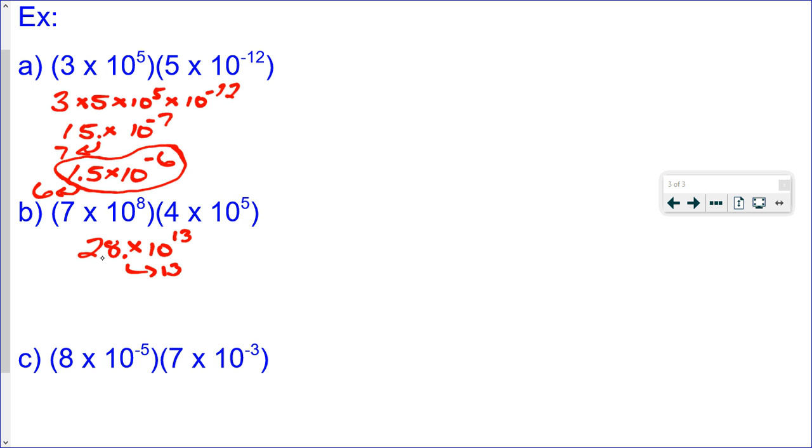I need to move it back here to make this proper scientific notation. So when the decimal point was here, it needed to go 13 places to the right. Now I moved it back, so now it needs to go one more place, so now it would be 14 places to the right. So it would be 2.8 times 10 to the 14th.